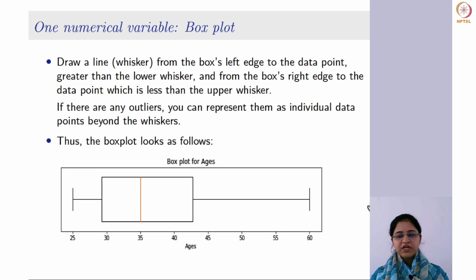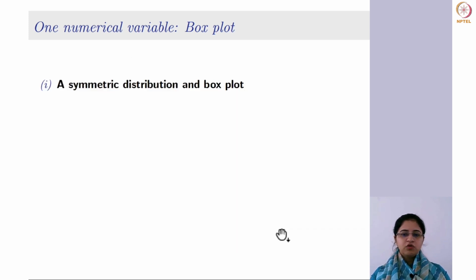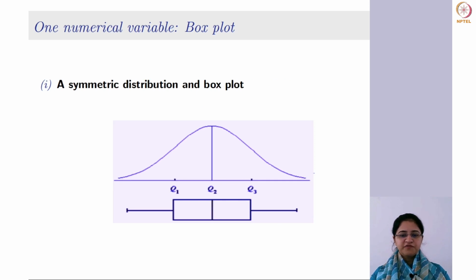So by just looking at the box plot, you can identify the median at the center of the data set. Then you can also talk about the spread of the data by just looking at the box. Okay, and you can also identify the outliers from that. Moreover, you can also identify the shape of the distribution.